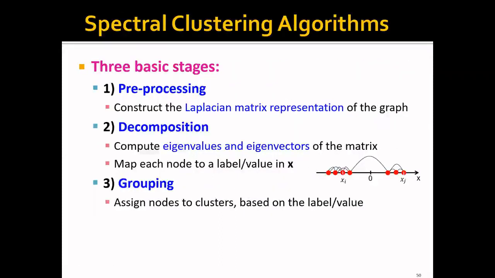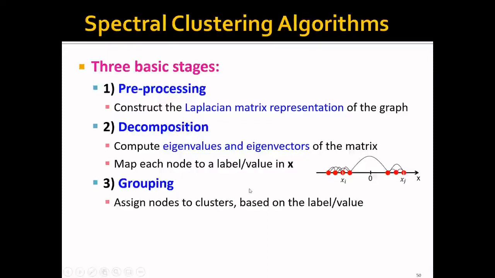Usually in a spectral clustering algorithm, we have three basic stages. The first stage is called pre-processing. This is very simple. It's just to construct a Laplacian matrix representation of the graph. And the second stage is eigendecomposition. Basically, we'll use eigendecomposition to compute the eigenvalues and eigenvectors of the matrix. And we'll map each node to a label or value in the corresponding eigenvectors. For example, we can map some of the nodes to here, some of the nodes to here. So some are larger than one and some are smaller than one.